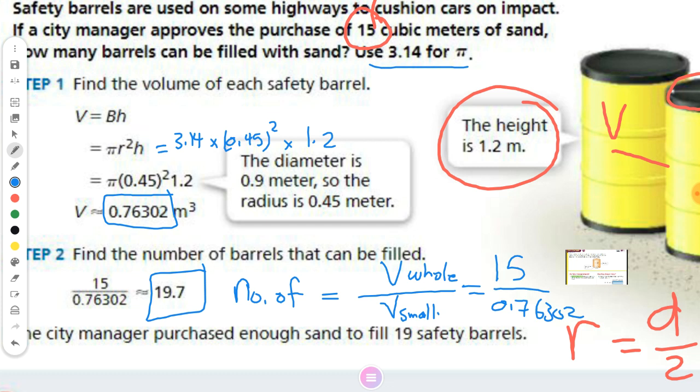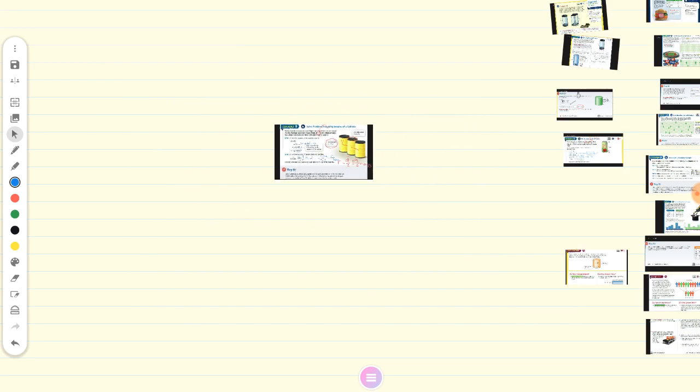It's enough to fill the whole 15 cubic meters of sand. We need 19 or 20 barrels. Okay, this is how to use the formula in problems and how to solve for the volume.